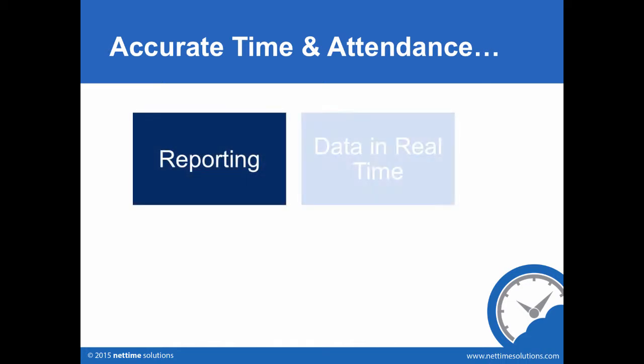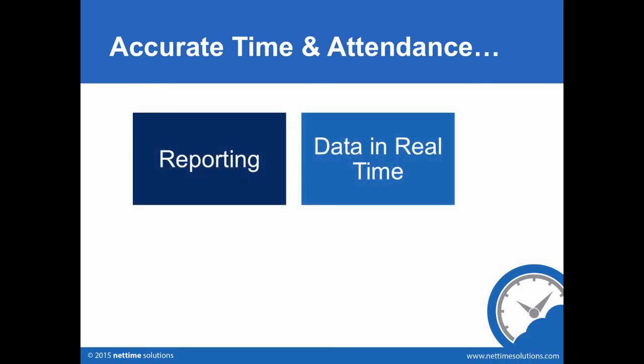So the first is accurate reporting with data in real time. With automated time and attendance software that's based in the cloud, data is recorded in real time. Managers can see on a dashboard exactly who is clocked in and out and who is approaching overtime. Easy to read icons can warn managers of exceptions and missing punches, and customizable charts will help managers analyze labor data and predict operational needs.